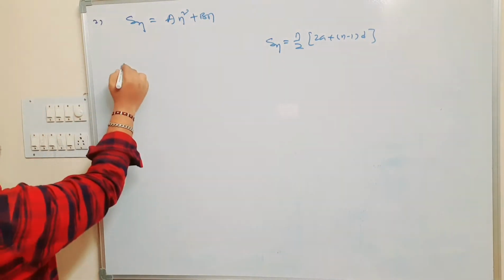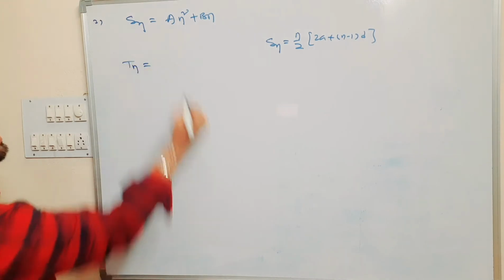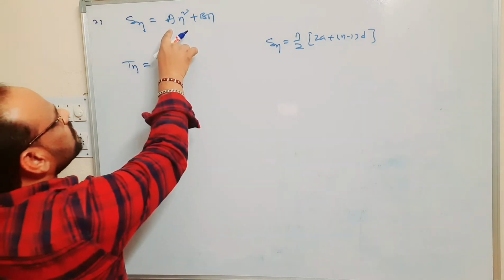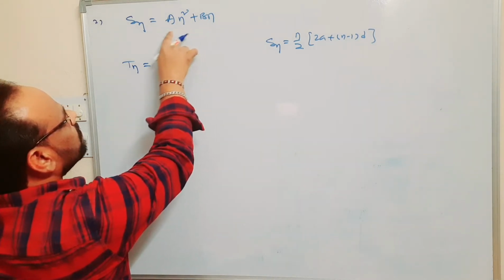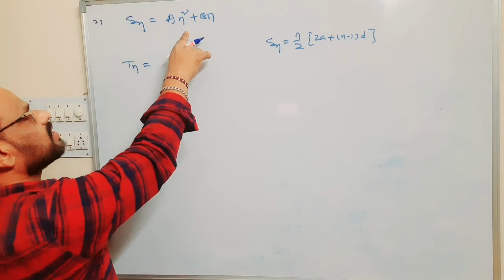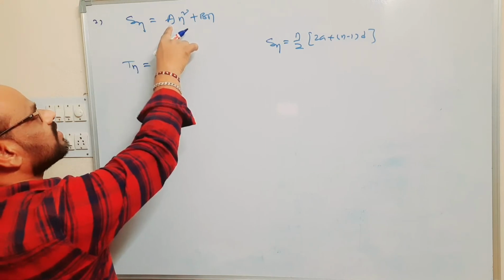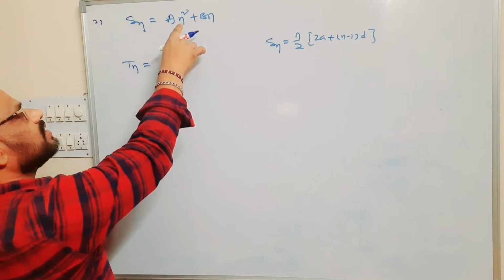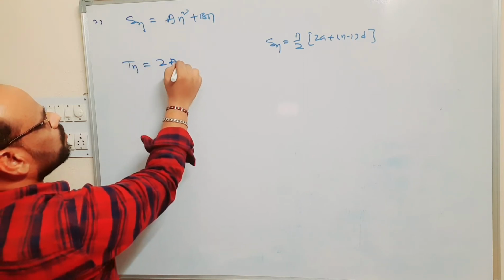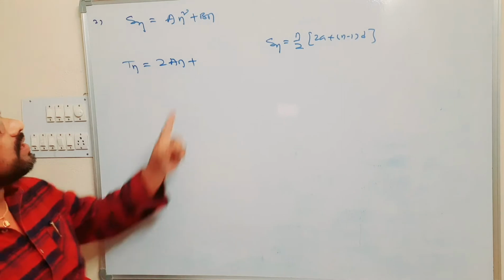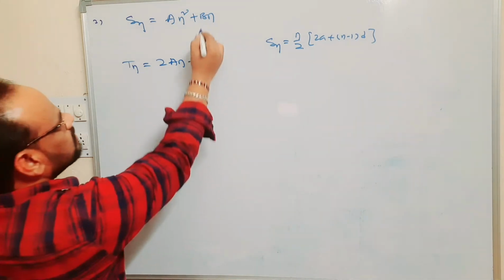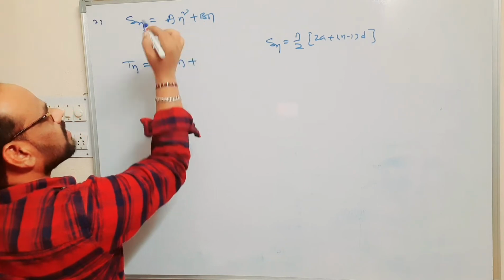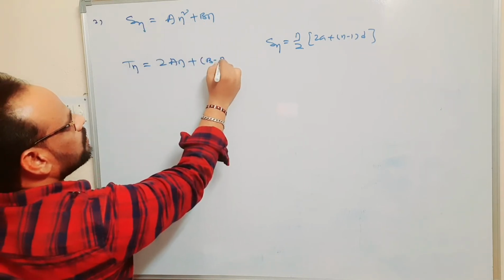How to find the nth term? Tn is equal to the differentiation of an square. The differentiation of an square with respect to n, a is a constant, and the differentiation of n square is 2n. So 2n into a is 2an plus. Next, the second term is the difference between the coefficient of n and n square, which is b minus a.